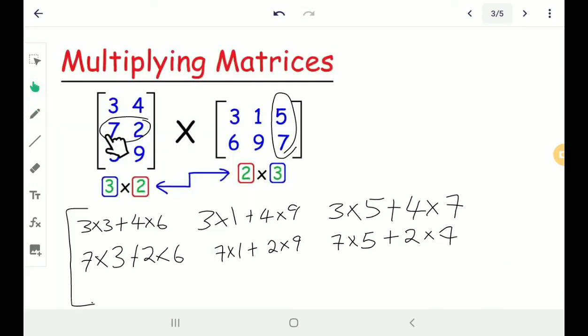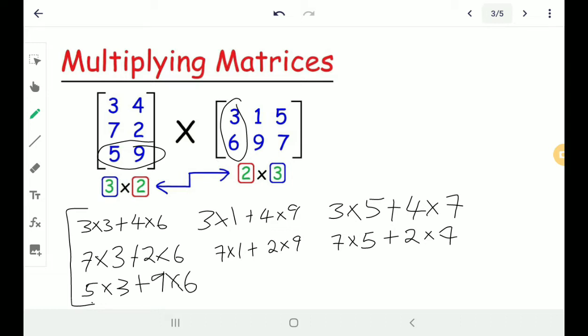And then to do the same thing, pay attention. What are we going to multiply now? We just did the first row, second row. Now we're going to go to the third row. And now we're going to multiply the third row by the first column, which is 5 and 9 by 3 and 6. So that will give us 5 times 3 plus 9 times 6.